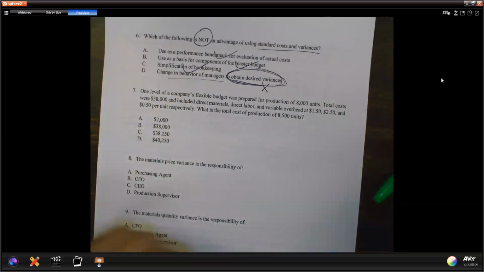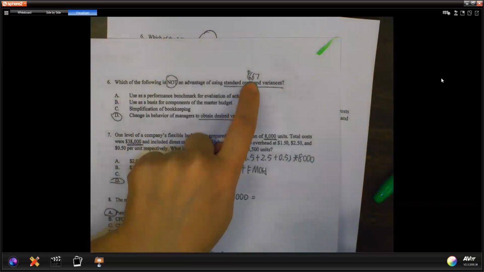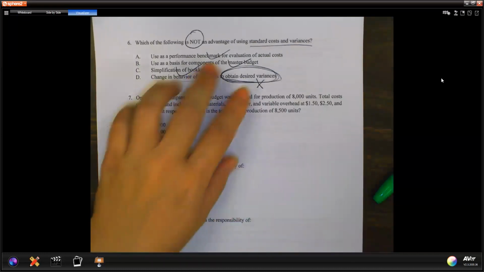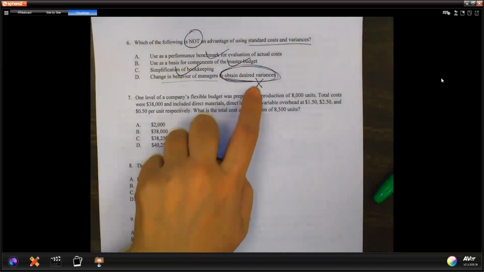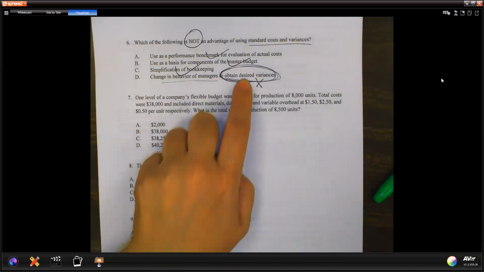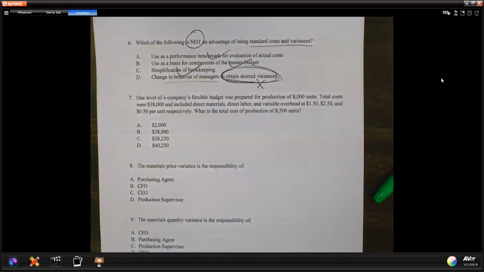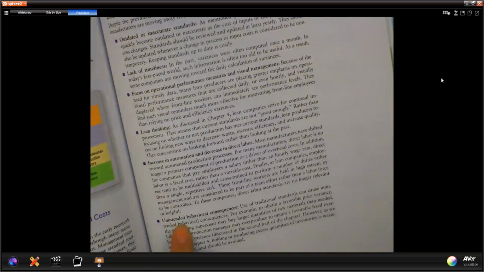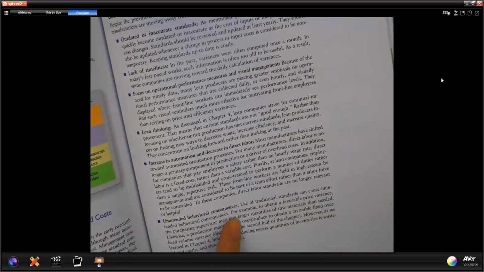From your textbook, I put mine here at page 667. You use this method, you may have, what's the word, unintentional, something like that. So make sure you read your textbook. I told you this is one disadvantage of using standard costing. Unintended behavioral consequences, this is your disadvantage, right?